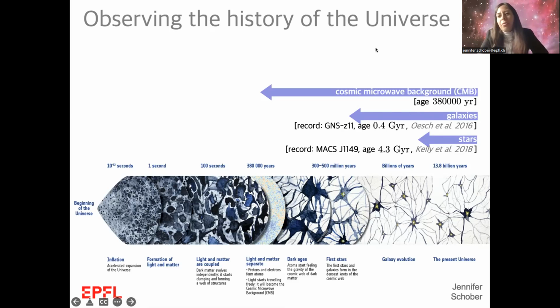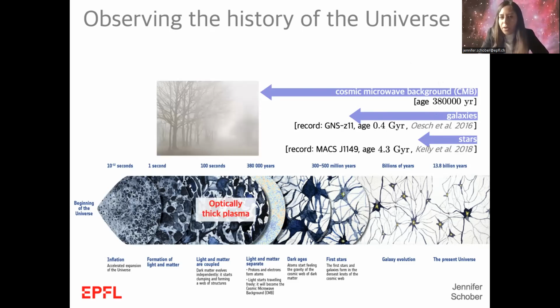The furthest we can look by using light is given by the cosmic microwave background, which you see here in this picture. We cannot look beyond the time of the release of the cosmic microwave background, because before that time, the universe was composed of an optically thick plasma. There were photons, but they were scattered all the time, so you can consider this as a very dense fog. We can simply not look beyond that with light.